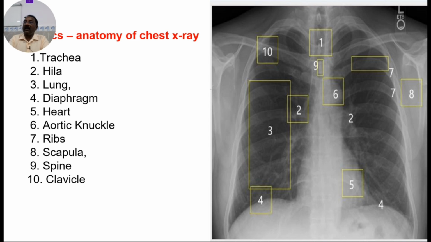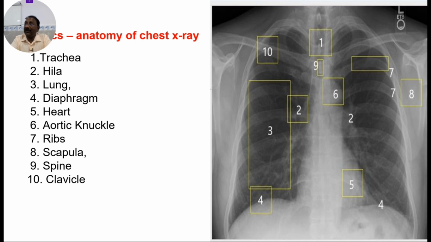And the sixth one is the aortic knuckle. In all the elderly individuals, you can see calcification of the aortic root, and sometimes you can see aortic aneurysms, etc. And seventh is the ribs, and most of the time now they will have rib fractures, or maybe secondaries in the ribs, maybe because of a primary in the lungs, etc. So the ribs also you are supposed to note. Scapula, very rarely we see pathologies in the scapula except some fractures or secondaries in the scapula.